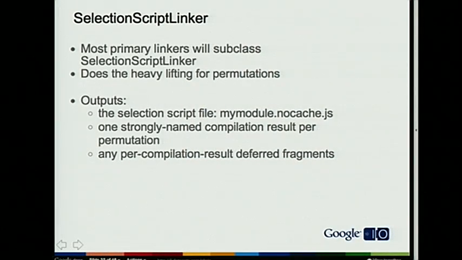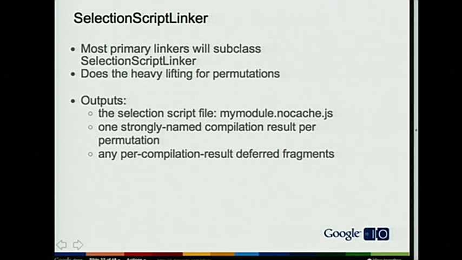SelectionScriptLinker is something you're going to need to know if you ever start writing a primary linker. This is most likely going to be the subclass that you're going to use. Because there are so many things you're responsible for if you're writing a primary linker, the GWT team wrote SelectionScriptLinker as something that does all the heavy lifting for you. Every primary linker basically has to do the same things. It has to deal with bootstrapping your GWT module. It has to deal with determining the current permutation you're running. It has to deal with this developer-guided code splitting.